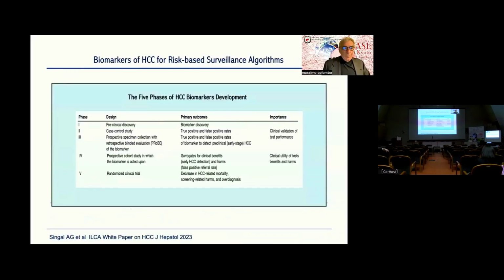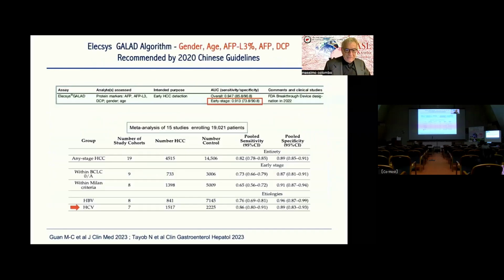In the end, we are still in a gray area represented by the fact that so far, all these markers that we are going to discuss have been investigated in phase 1 to 3 biomarker trials, whereas we need phase 5 biomarker trials, the randomized clinical trials that would validate that a specific marker, applied in a re-stratification algorithm, is able to decrease HCC-related mortality.